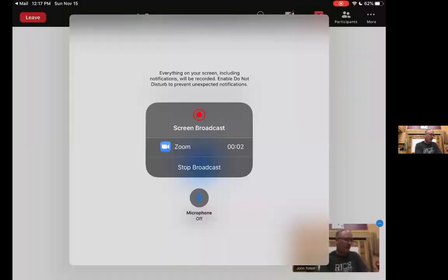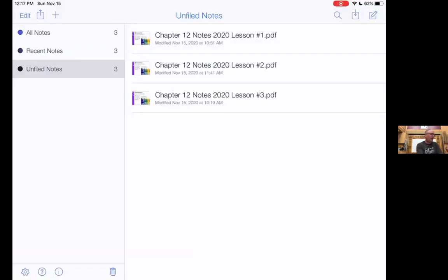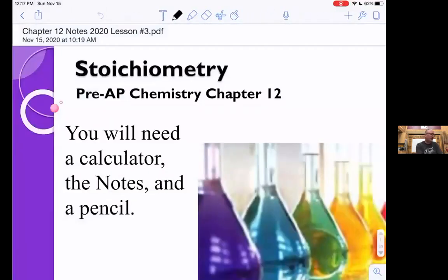Okay, so we're going to start our last lesson on stoichiometry, chapter 12, stoichiometry, lesson 3. So let me bring up my stuff real quick. We're going to talk about manipulating the equations just a little bit here. We're going to talk about what happens when you don't have the same amounts of each substance at the beginning.